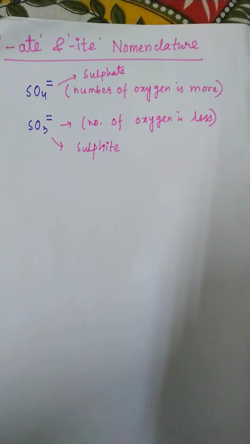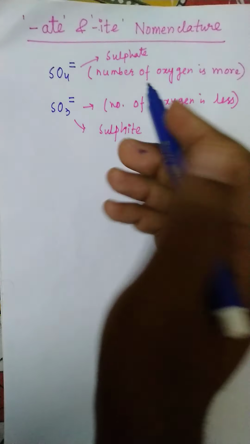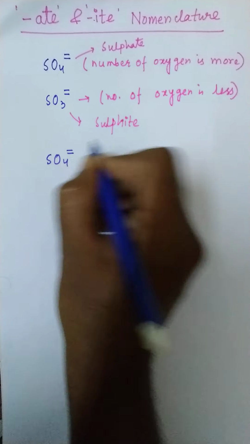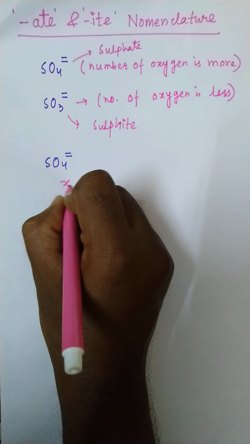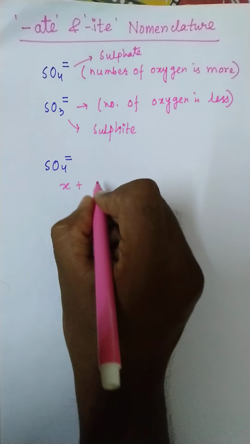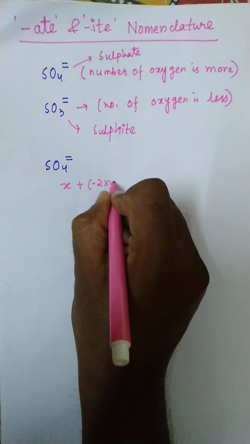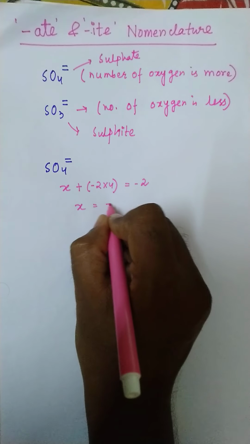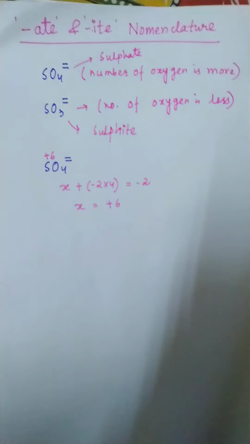Now if we consider in terms of oxidation number, so if we want to find out the oxidation number of these two oxyanions, then for sulfate, let us assume the oxidation state of sulfur is X, and you know that the oxidation state of oxygen is -2. Here are 4 oxygen, so X plus 4 times -2 equals -2. So X equals +6. So the oxidation state of sulfur here is +6.